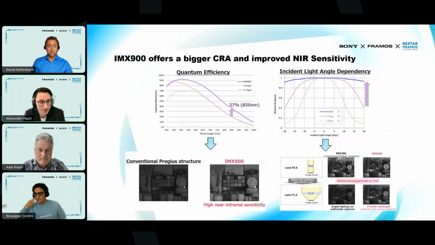As you can see here in this comparison, the IMX900 represents a good step forward. The improved CRA, as I mentioned, gives you more design freedom, and the enhanced NIR sensitivity ensures you capture the information that matters most for crop analysis. This combination of features makes the IMX900 a good choice for agricultural applications where blur-free imaging, flexible system design, and challenging outdoor lighting conditions are the norm.